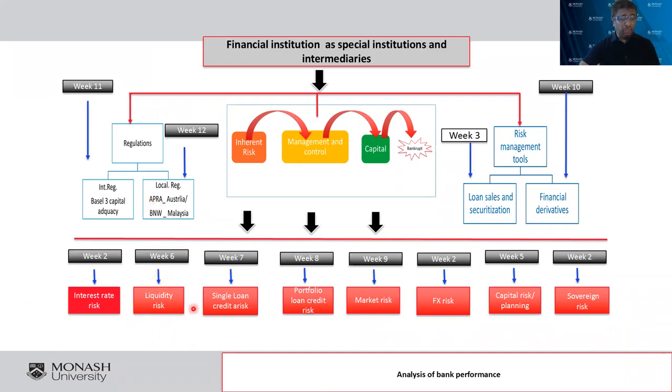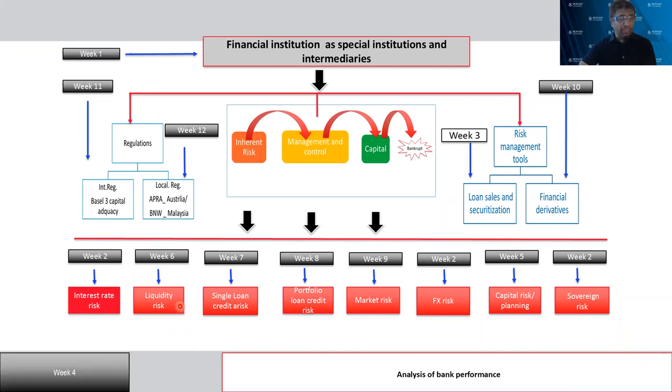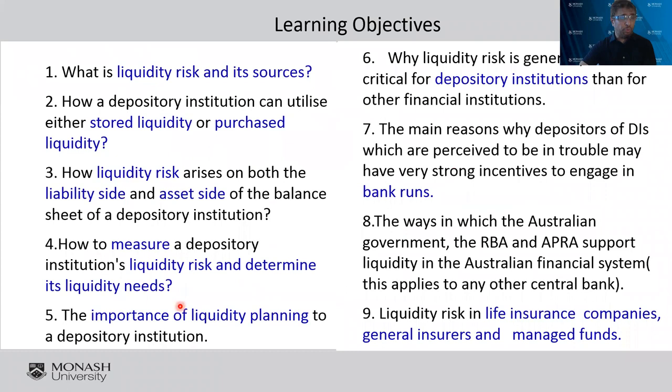When we talk about liquidity, in terms of the learning objectives, we are satisfying learning objective number 1 of this unit, which is identifying the risks of a bank. And also we are talking about the asset and liability management of the balance sheet of the bank, which is learning objective number 3. Having said that, let me move to the learning objectives of this week.